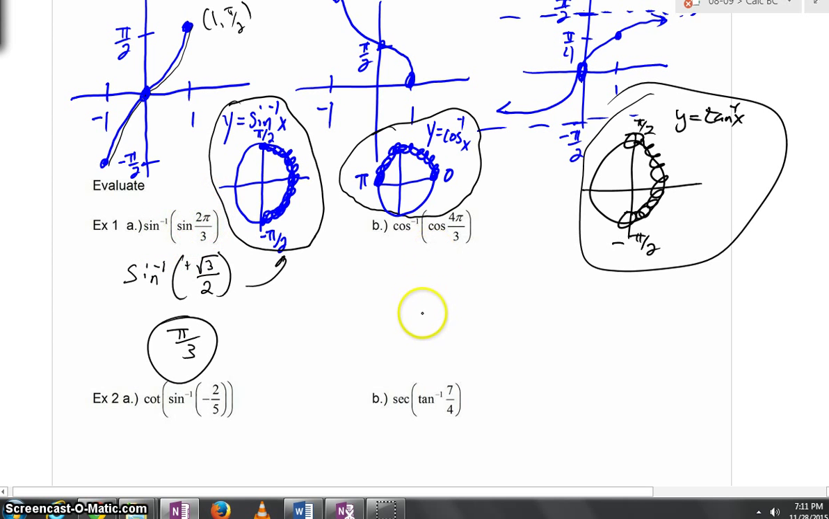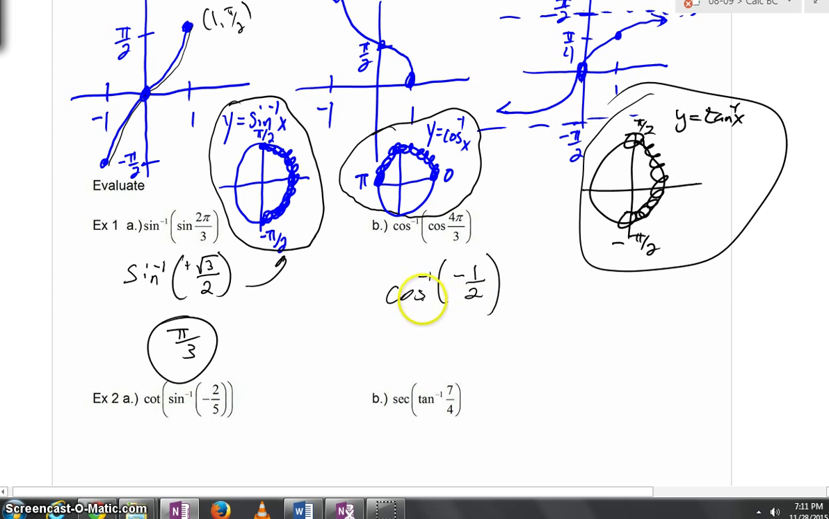For part B, let's take a look at the cosine of 4 pi over 3. Cosine of 4 pi over 3, some good old-fashioned trig review. A reference angle of pi over 3, cosine is a half, but 4 pi over 3 is in the third quadrant, and cosine is negative there, so we'll have a negative 1/2.